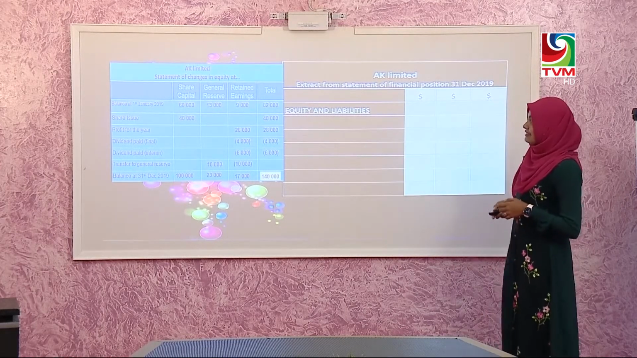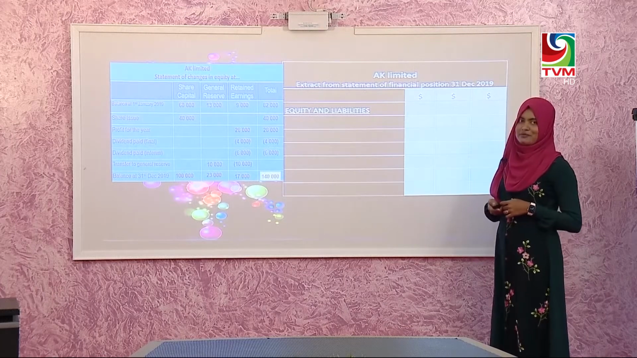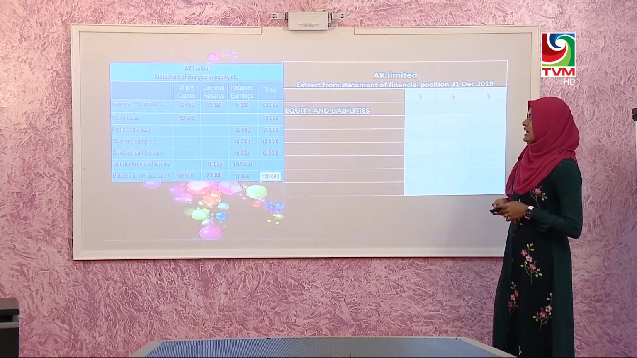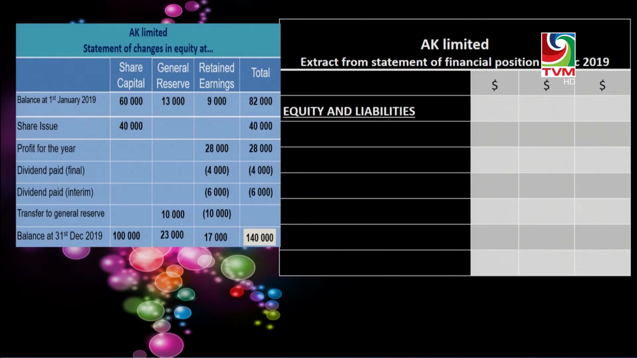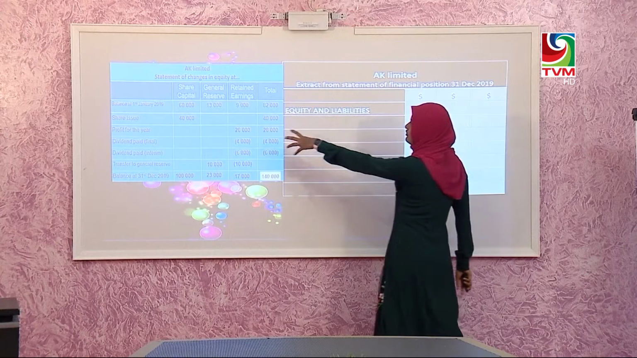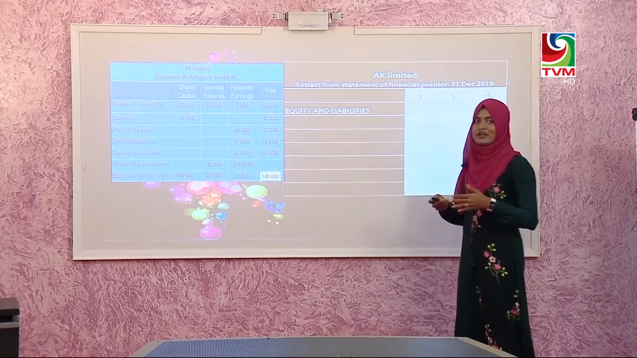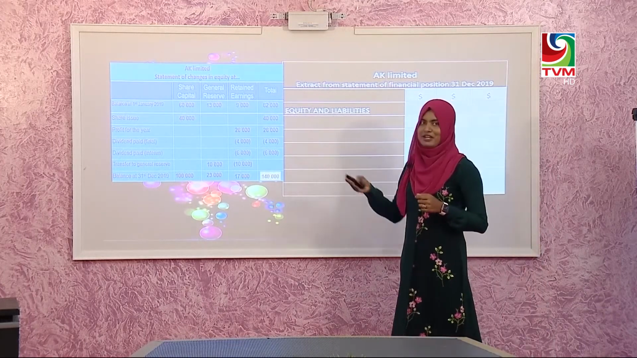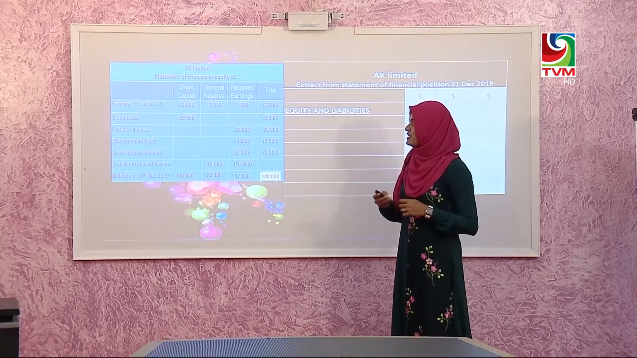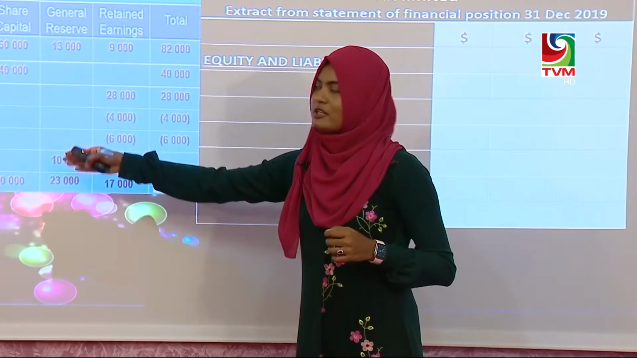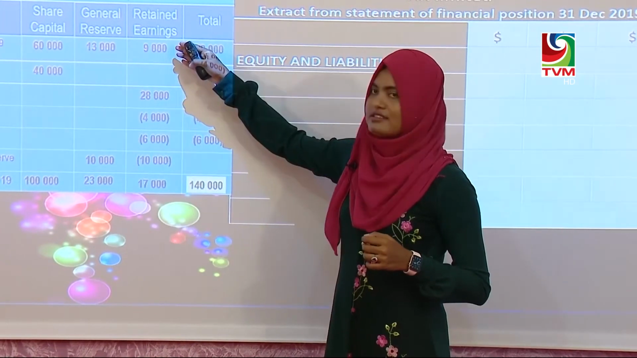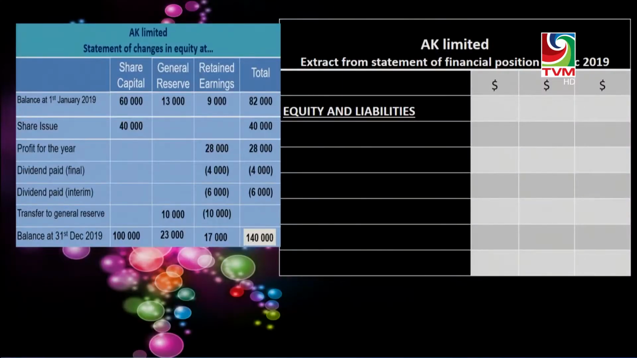So let's learn how to prepare the extract of the statement of financial position here. In a statement of financial position, we are showing the summary of our statement of changes in equity. You don't even have to look at the question once you prepare the statement of changes in equity, because we will be recording all the items that we have already shown in the statement of changes in equity. For example, the first one is share capital. So we will be writing each of these headings separately.